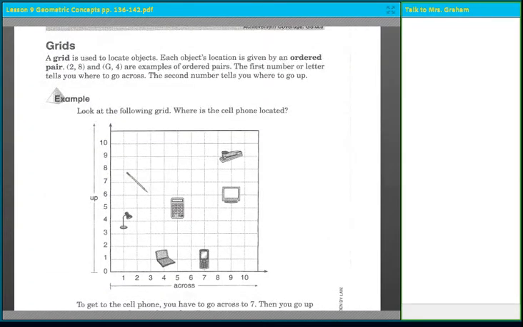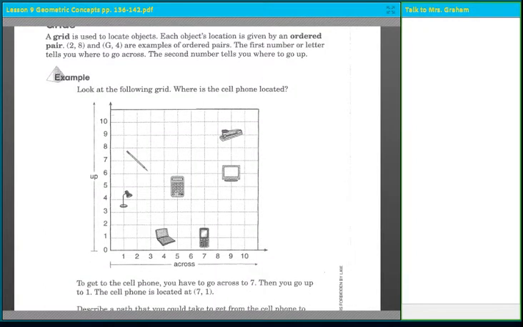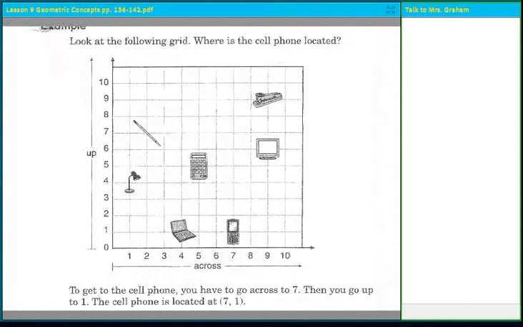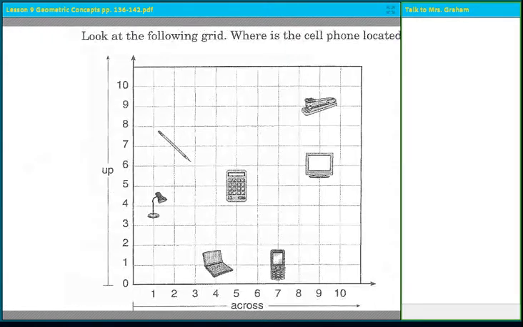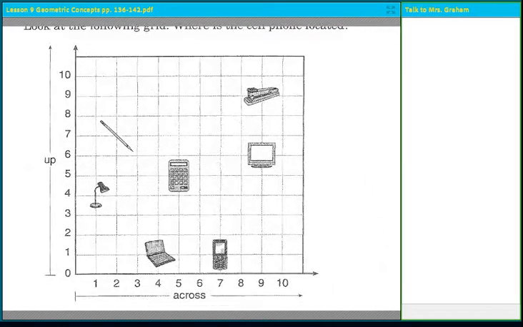Here's a grid. Now this is just going to be one of our practice grids. Each of these objects that I have on the grid have a specific location. And what we're going to do is find their specific location. Now this grid has a few added things to the one that we were looking at earlier. Let's zoom in and kind of look at it before we look at the problem.